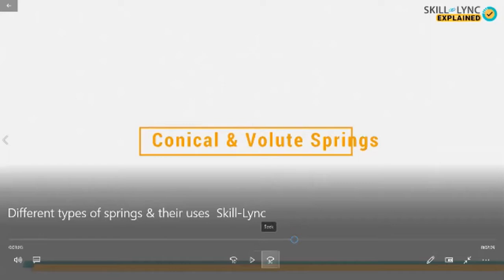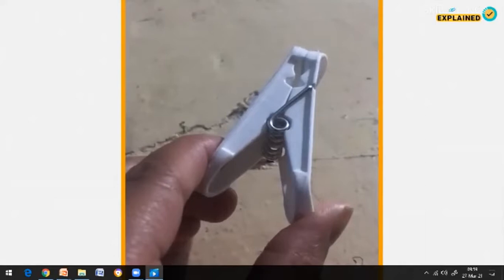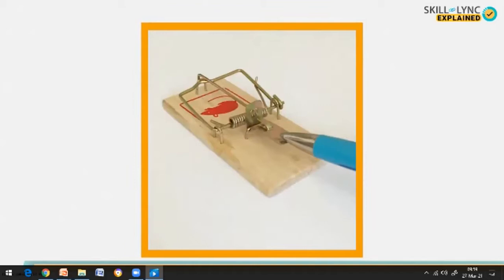Okay, so I will show you again, so by that you will be able to understand it. When you press the ends of the clip, it gets widened. As soon as you release the ends, the clip is restored back to its original position. In torsion springs, a torque is developed in the opposite direction, which helps the spring to restore back to its original position. These springs also find their application in mouse traps, door hinges, etc.